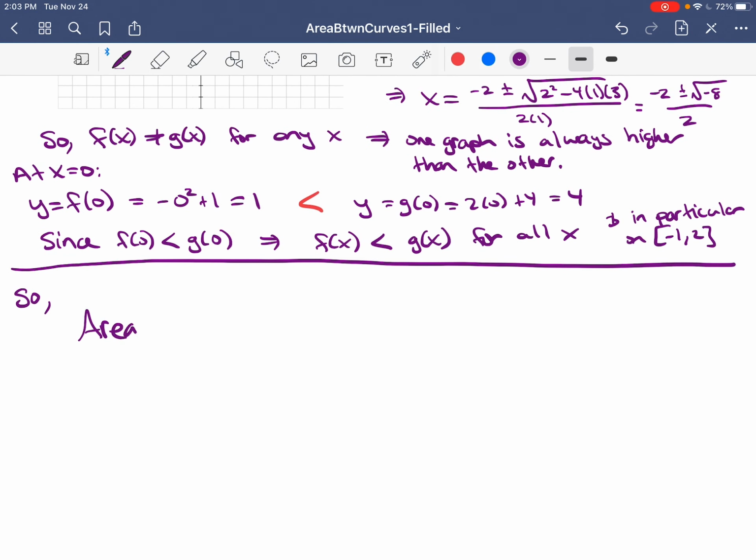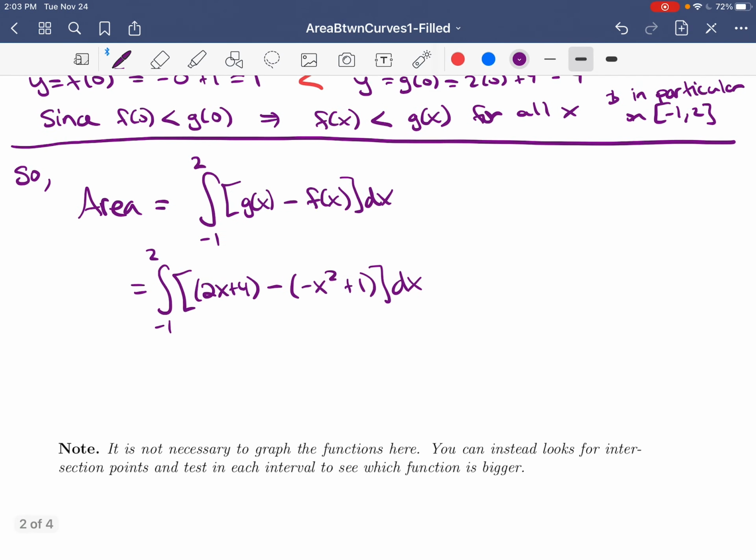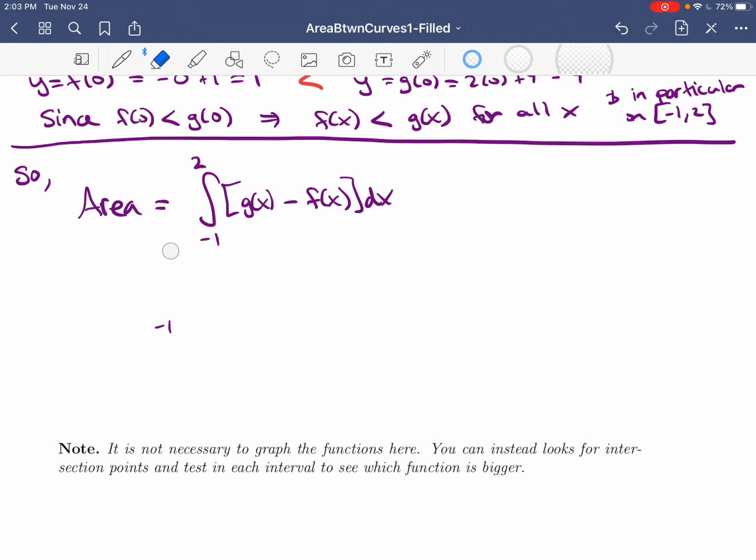we know that our area is going to be the integral from -1 to 2 of our bigger graph g of x minus our smaller graph f of x with respect to x. So g of x is the 2x plus 4 graph, and then I want to subtract the minus x squared plus 1 graph. Oh, and I'm running out of room here. I should be more cautious. So in fact, I'm going to move that up because I think I need more room than I have.